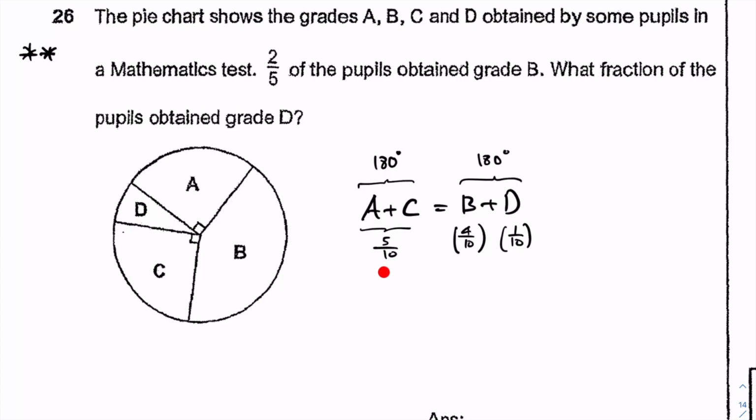Half, let's call it 5/10. 2/5, let's call it 4/10. Now, that tells me that this must also be 5/10, since we've got 5/10, 5/10. Then therefore, this must be 1/10 for D. What fraction obtained D? The answer is therefore 1/10 right here.